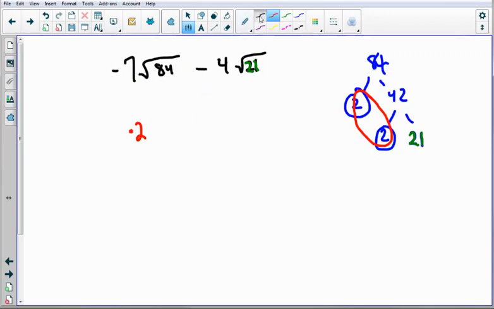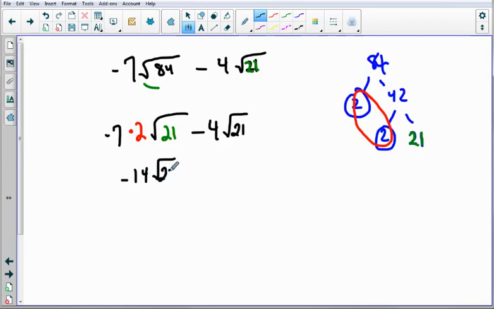So I'm going to go ahead and bring that -7 down. And then what's left inside is that square root of 21. So there it is. All I did was break this square root of 84 down into 2 times the square root of 21. That's all that happened. And I used the prime factorization in order to do that. Now I can go ahead and do this. And of course, according to GIMDOS, I need to multiply first. Well, -7 times 2 is -14. So that's going to end up being -14 square roots of 21 minus 4 square roots of 21.